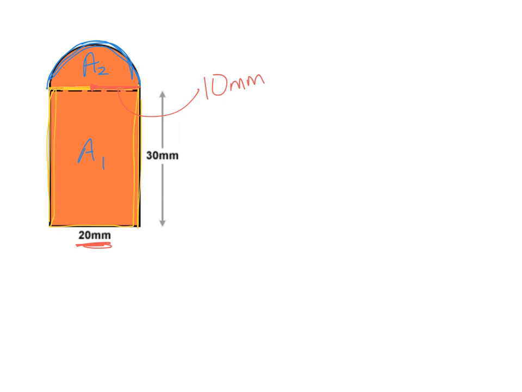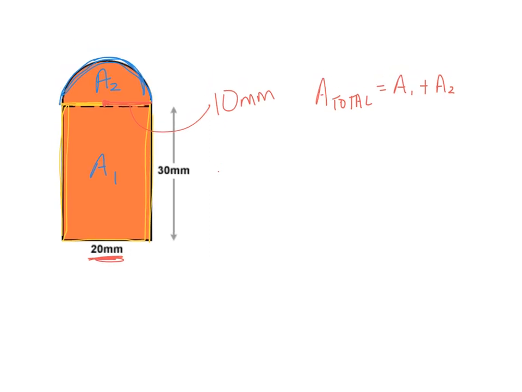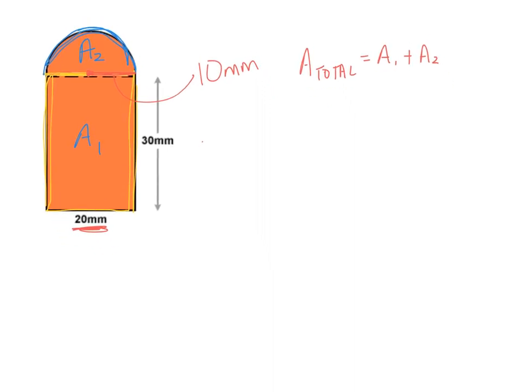Okay, so now that I've determined any missing sides that I need to know, I can now write my total area equation. So I write A total equals A1 plus A2. Okay, now I can solve each shape.